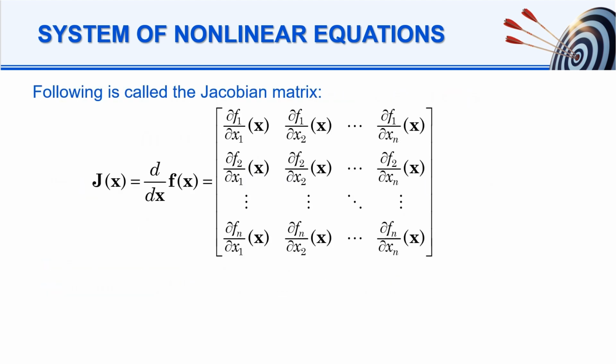The Jacobian is constructed by taking the partial derivatives of the functions f1 to fn with respect to every independent variable. The Jacobian is evaluated at prior estimates.